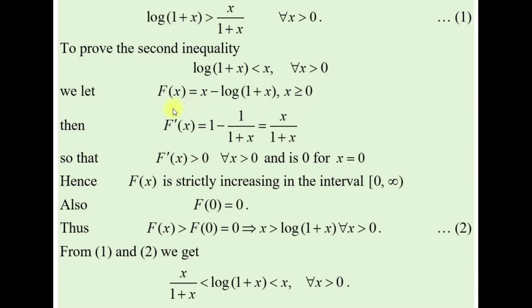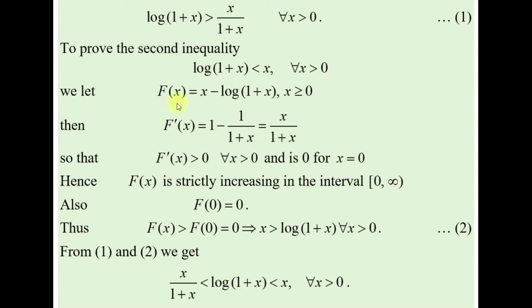Then we differentiate capital F of x and get F prime of x is equal to 1 minus 1 by 1 plus x, which on simplification gives x by 1 plus x. From this it follows that F prime of x is strictly greater than 0 for all x greater than 0 and is 0 when x is equal to 0. So that F is strictly increasing in the left closed right open interval 0 infinity.